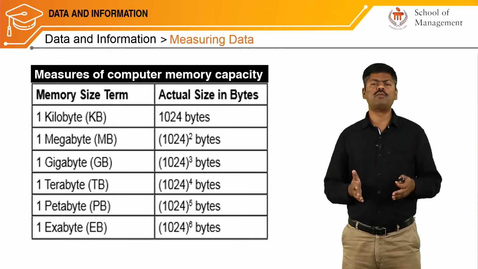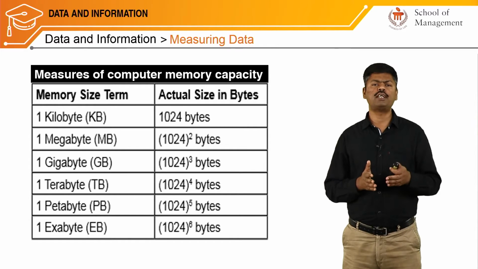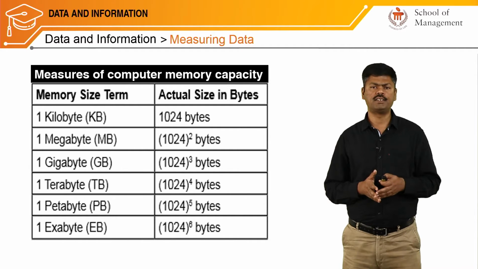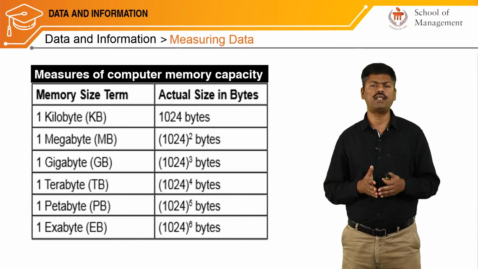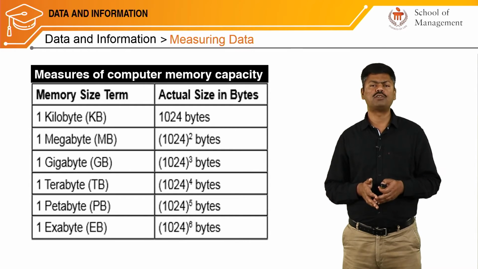Now there are various measurements of data. Moving up from unit size, 1 kilobyte or 1 KB amounts to 1024 bytes. Similarly 1 MB is 1024 to the power of 2 bytes. 1 gigabyte would be 1024 to the power of 3 bytes, 1 terabyte would be 1024 to the power of 4 bytes, 1 petabyte would be 1024 to the power of 5 bytes, and finally 1 exabyte would be 1024 to the power of 6 bytes. That is the measurement, and every time it is the memory that needs to be measured for storing data.